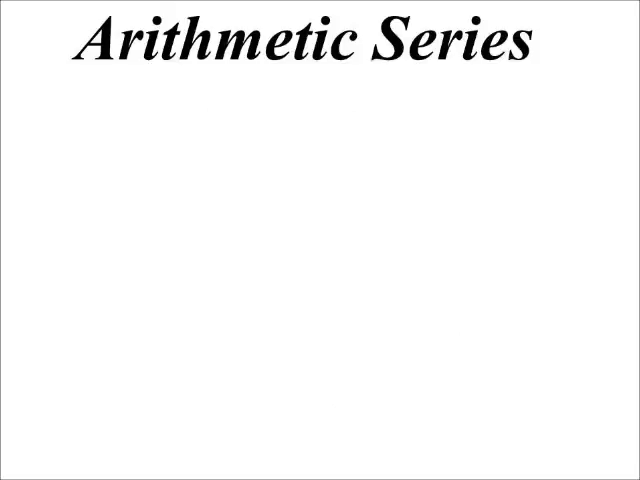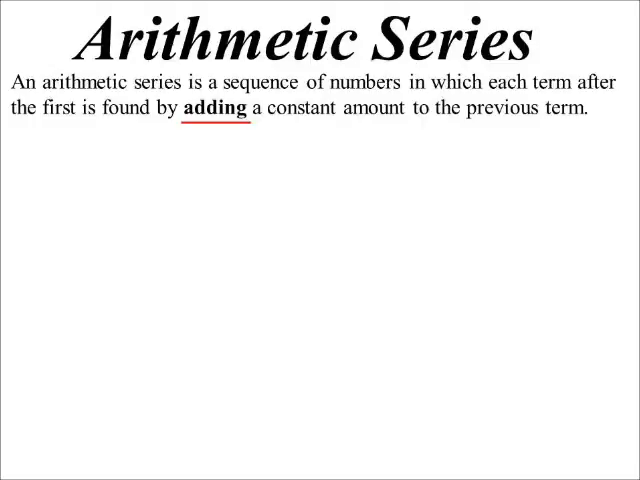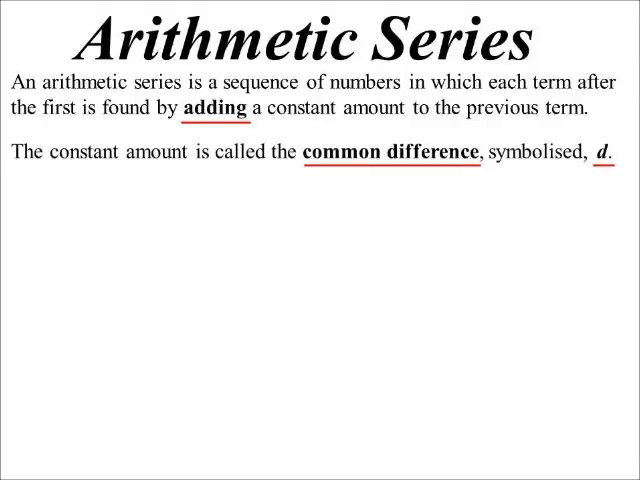We're going to look at two specific types of series: arithmetic and geometric. Okay? In arithmetic, the sequence of numbers follows a simple pattern. It's just adding the same amount each time. So we add a constant number, and that constant number we just call the difference, because it's going to be the difference between two terms, and we use the symbol D.